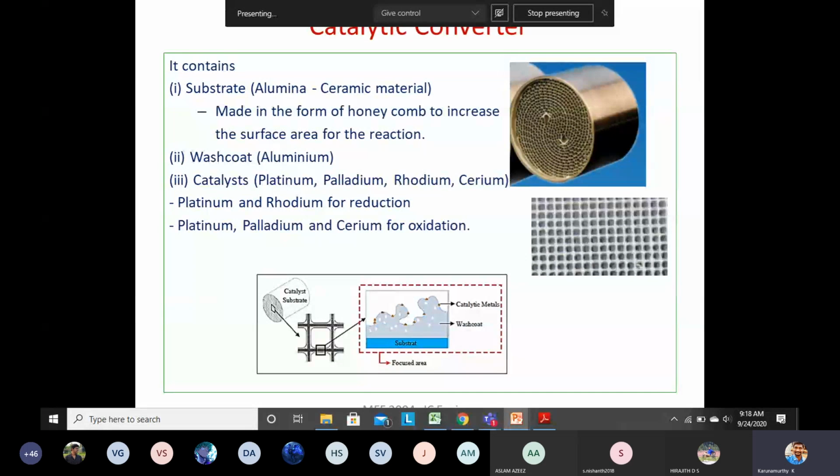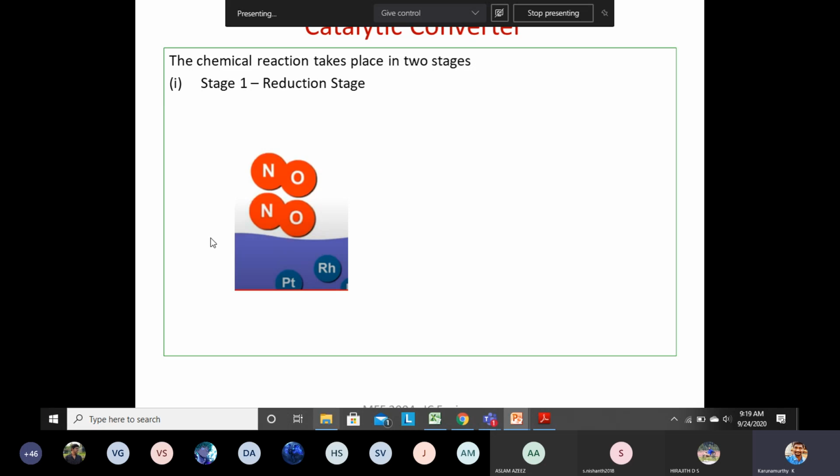Now let us see how this catalytic converter works, the operation of the catalytic converter, right? The chemical reaction inside the catalytic converter takes place in two stages. Stage 1 we call the reduction stage. Reduction means removal of oxygen. In the first stage of the chemical reaction, the catalysts platinum and rhodium are responsible for this reduction process, right?